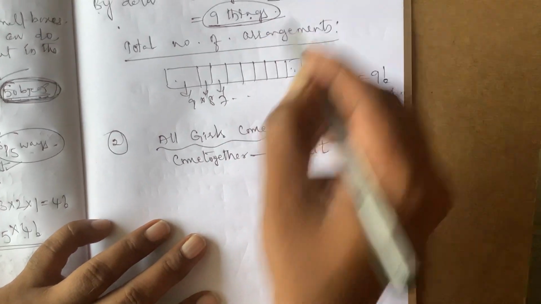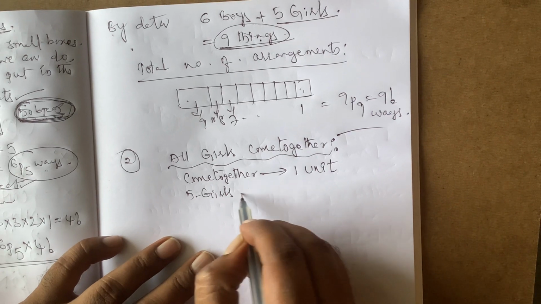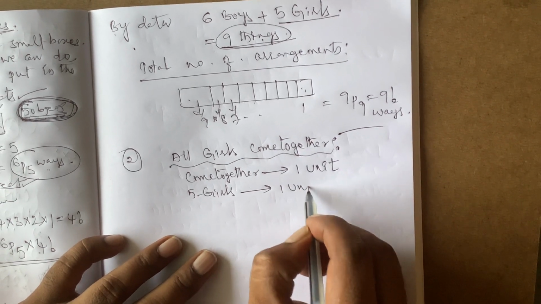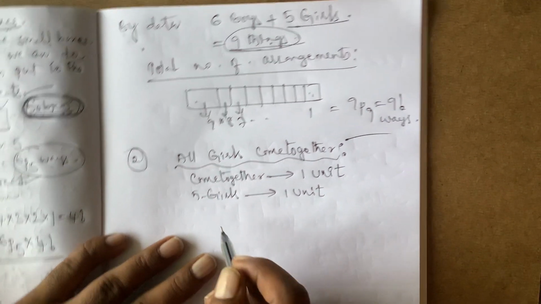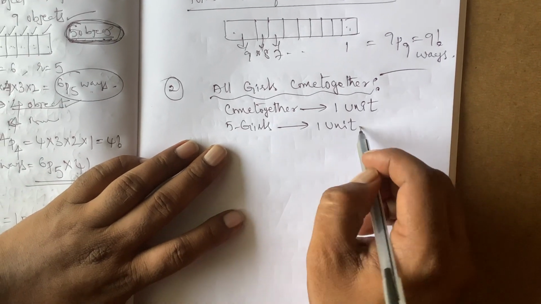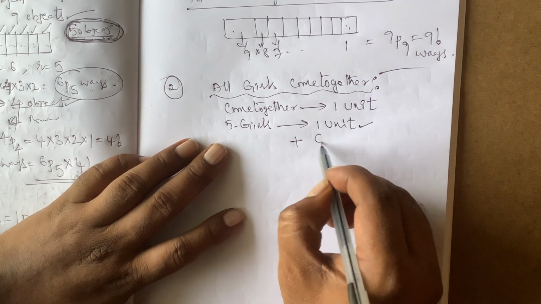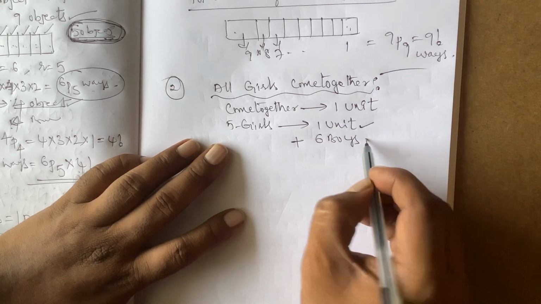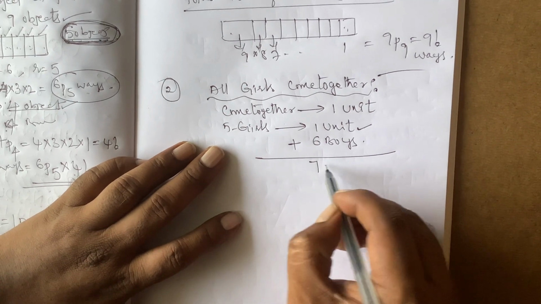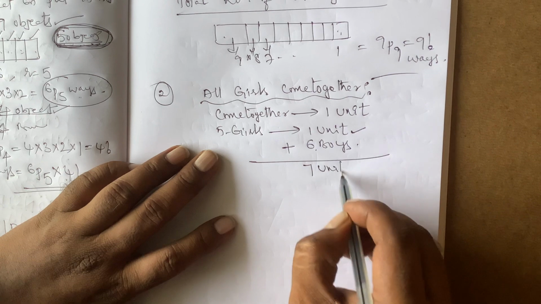So here 5 girls are there. These 5 girls I can take as one unit. I bundle them. By taking one thread, I tied them like one bundle. Okay, that is one unit. Plus the remaining, how many boys are there? 6 boys are there. Okay, total how many units will you get? 6 units plus 1 unit, total 7 units.